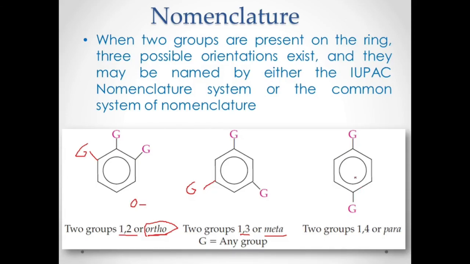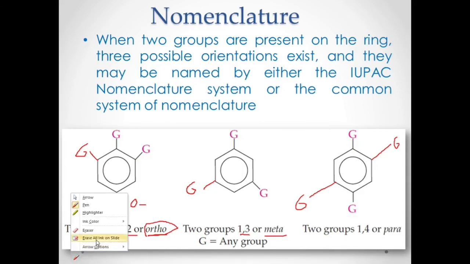Then your para position is a 1,4 in the IUPAC system. So you have 1, 2, 3, and 4. That would be the position of a para. If you have the G there, the para position would be there. That is still correct, that is also a para because that is 1,4: 1, 2, 3, and 4. More of that example when we go to the naming already.